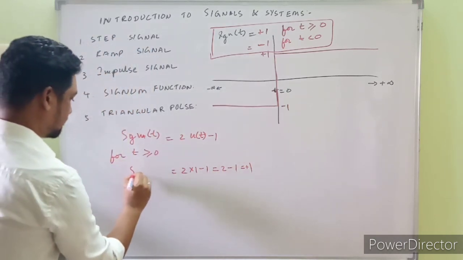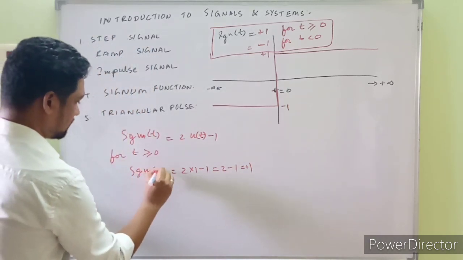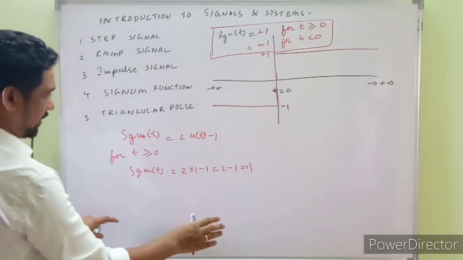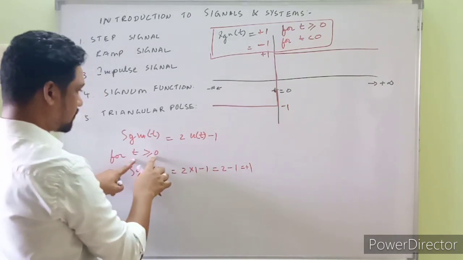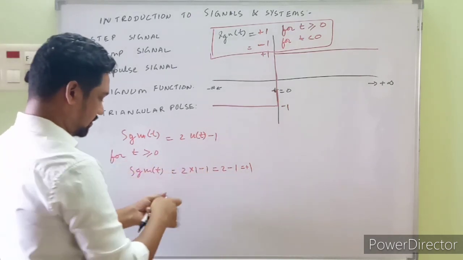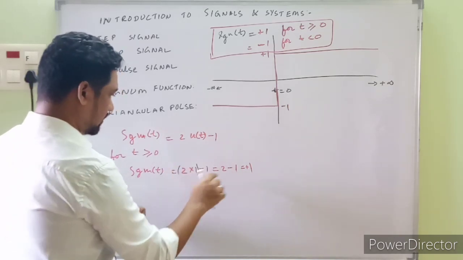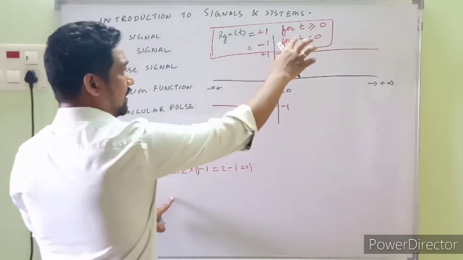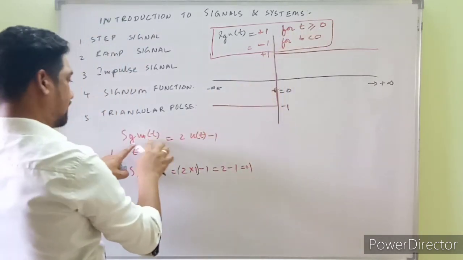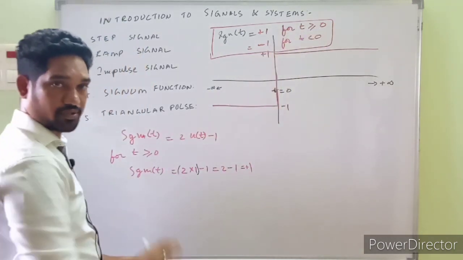Signum function. Yeah, it's satisfied. For t greater than 0, u of t is 1 here. 2 times 1 minus 1, and finally we have reached 1. Yeah, that is for t greater than or equal to 0, signum function is 1. That's 1. It's a proof, right?